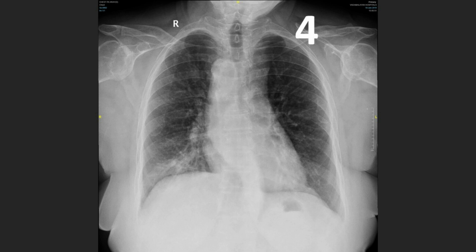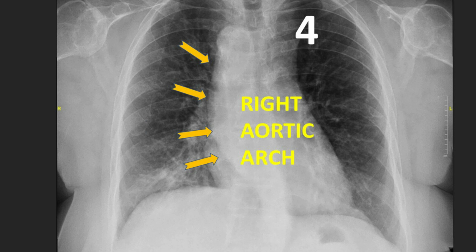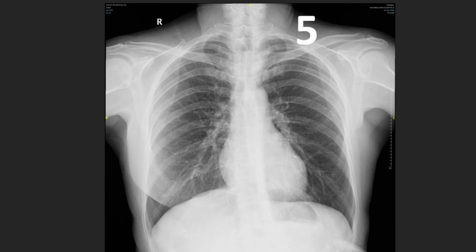Infiltrates or something in the right lower zone, just ignore that. So very important one, a very common spotter. Yes, you can see the arrows. That's a right-sided aortic arch. We'll go to the fifth case. Very common exam spotter.